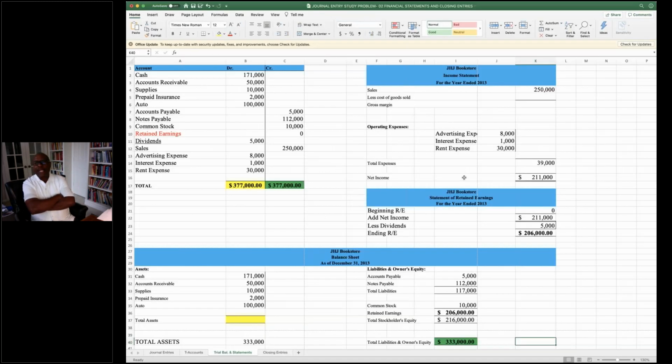Okay, so let's go back and begin to work on these closing entries. Does everybody have closing entry 1 done yet? Williams, do you have closing entry 1 done yet? Is there anybody with closing entry 1 done yet?